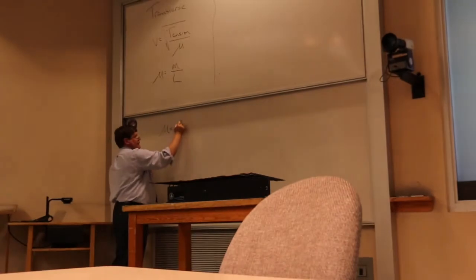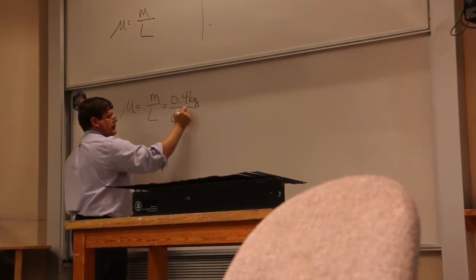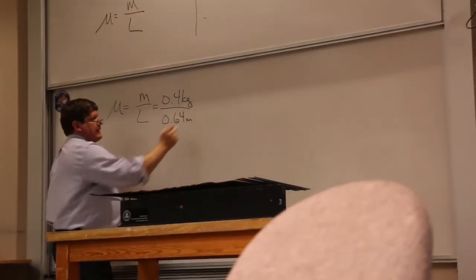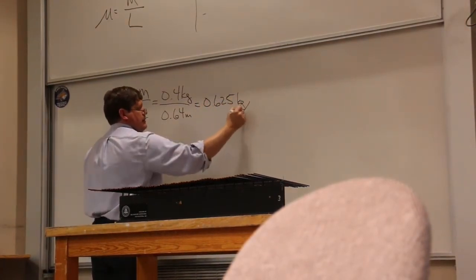That's the mass over the length. The mass, we're told, is 0.4 kilograms. The length is 0.64 meters. And that's going to give me 0.625 kilograms per meter.